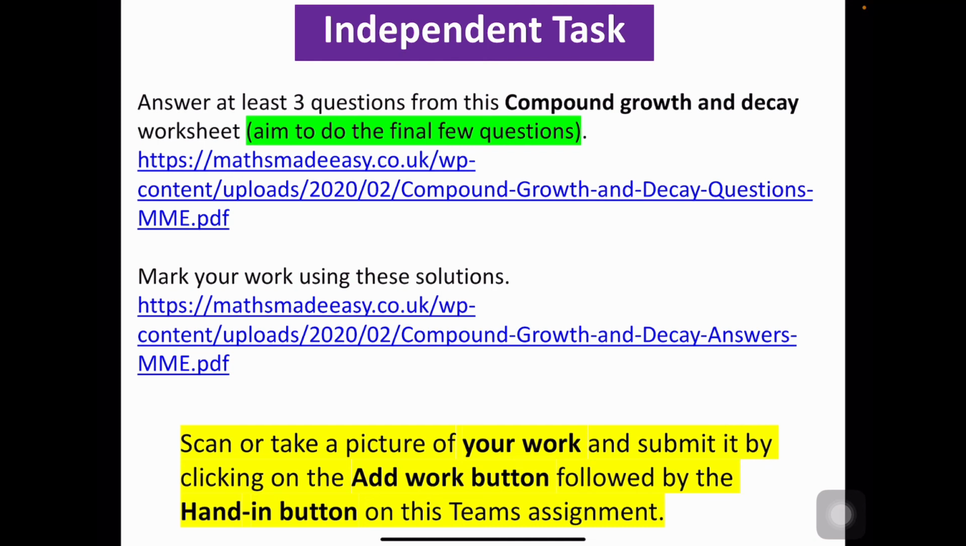Remember to mark your work. A lot of you are sometimes forgetting to mark your work, so please make sure you mark your work as well. And also, if you're stuck, please make sure you're asking me questions. Don't just leave it and pretend like this lesson hasn't happened. Please could you all scan or take a picture of your work and submit it. You know how to do that by now, so please make sure all of you do that.